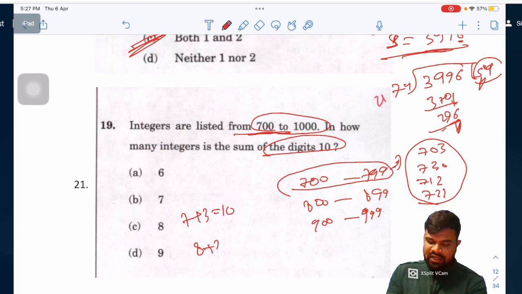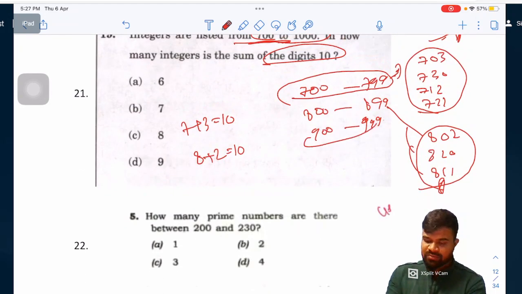Similarly, 8 plus 2 is 10. It can be 802, 820, or 811. These three numbers are possible for 8. Similarly, for 9, it can be 901 or 910.